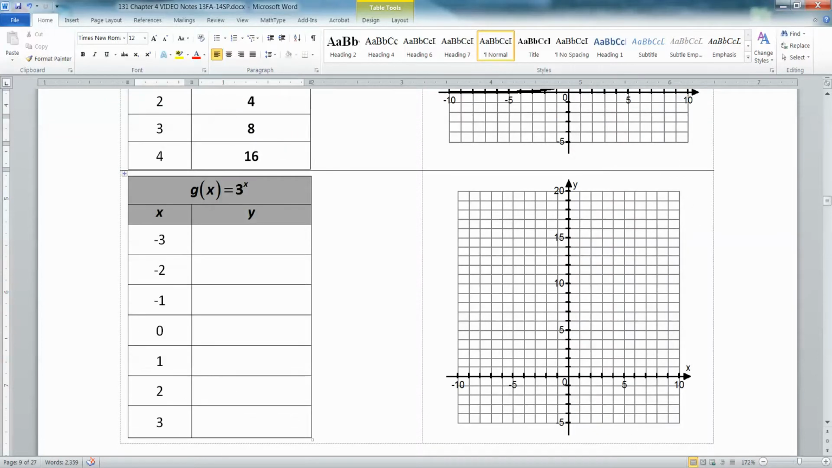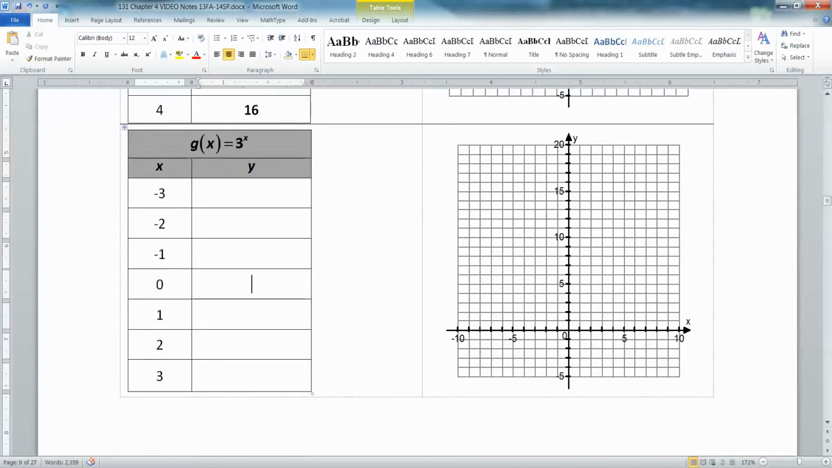Now we're going to do it again with 3. Okay, well, 3 to the 0 is 1, 3 to the 1 is 3, 3 to the 2 is 9, 3 to the 3 is 27.